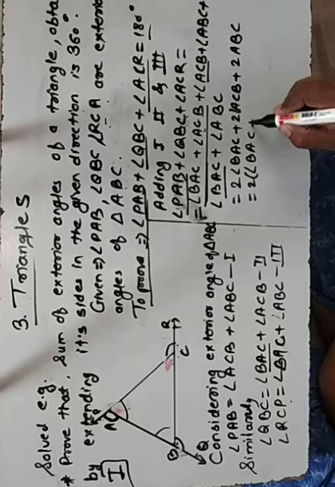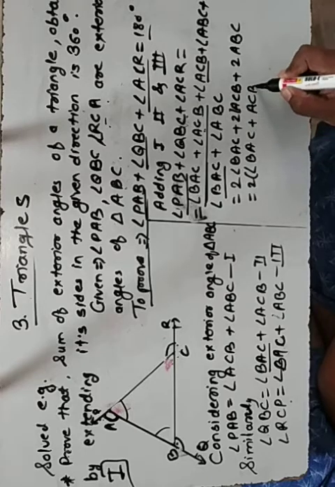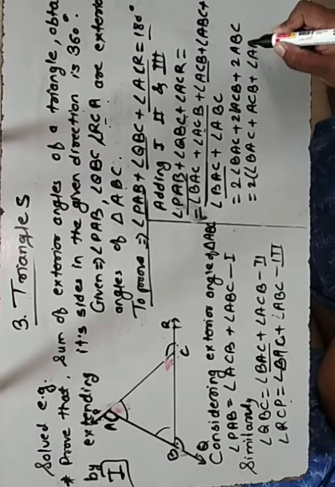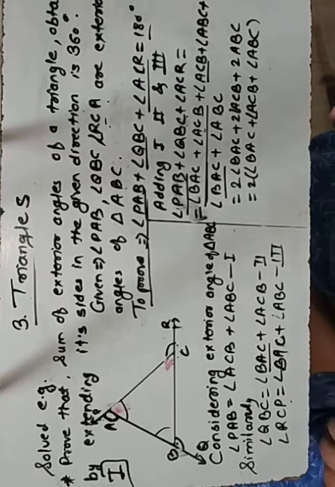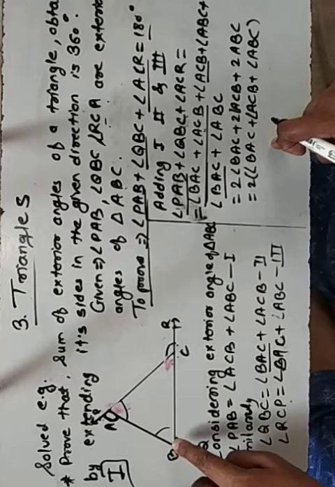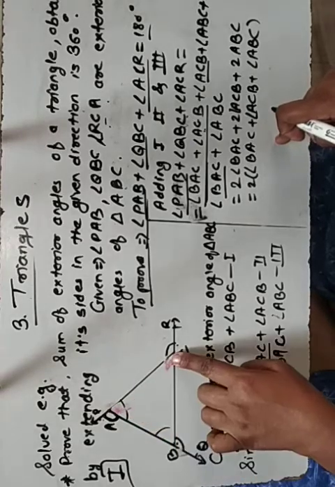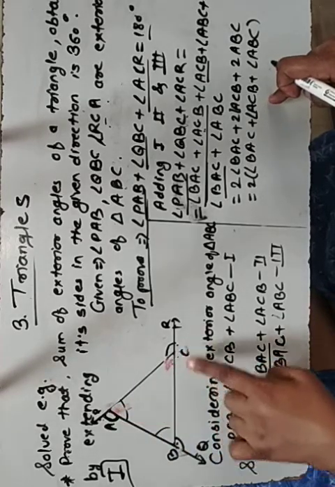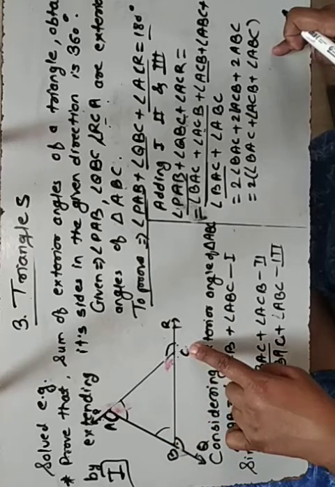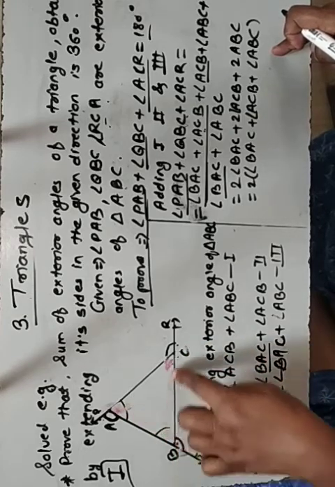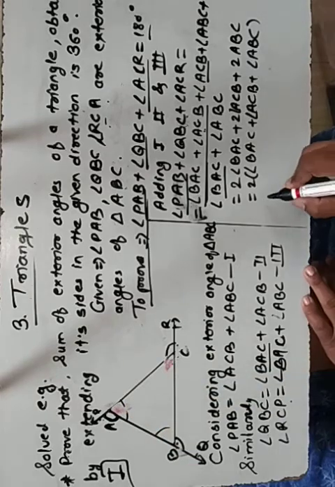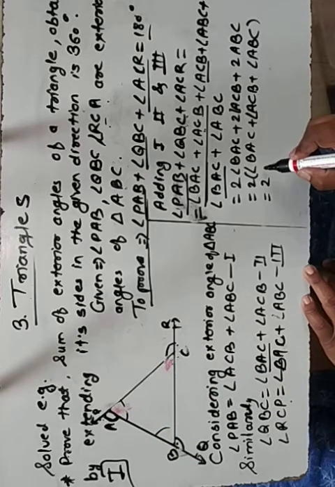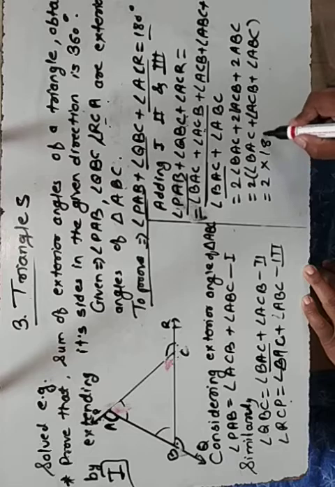BAC plus ACB and plus angle ABC. Okay. Now if you notice, this is angle BAC, this is angle A. Angle ACB, this is angle C, and ABC is the third. These three are the interior angles of a triangle, and as you know, the sum of all angles of a triangle is equal to how much?